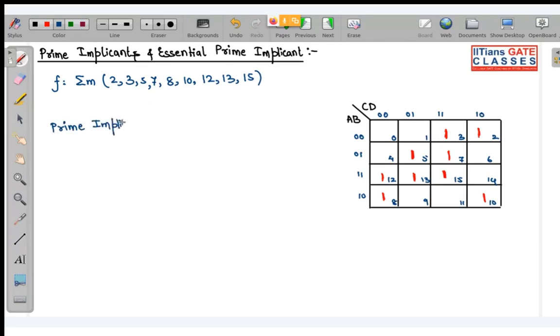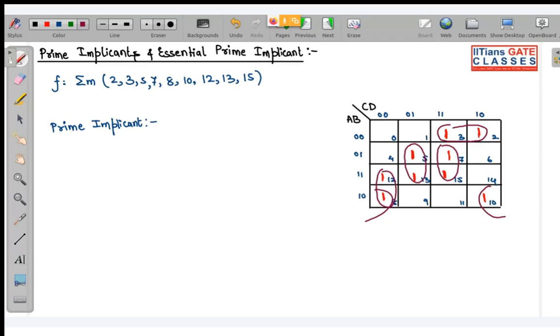So prime implicant, let us first see using this question that I have taken. Okay. So see very carefully. What are the possible groups that I can make? See, one of the groups I can make like this. One group I have made like this. One another group I can make like this. Another I can make like this. One more like this. And one more like this.